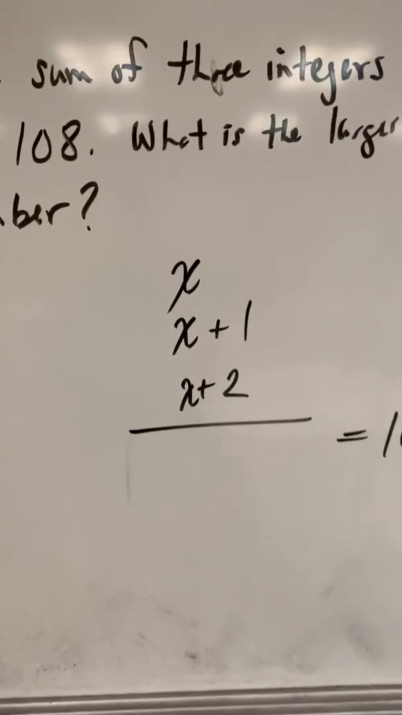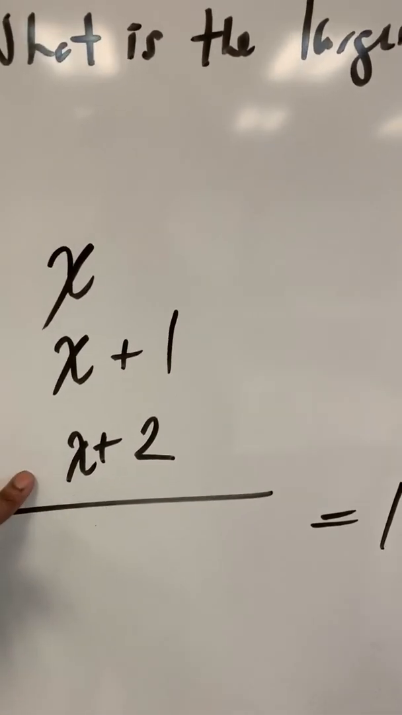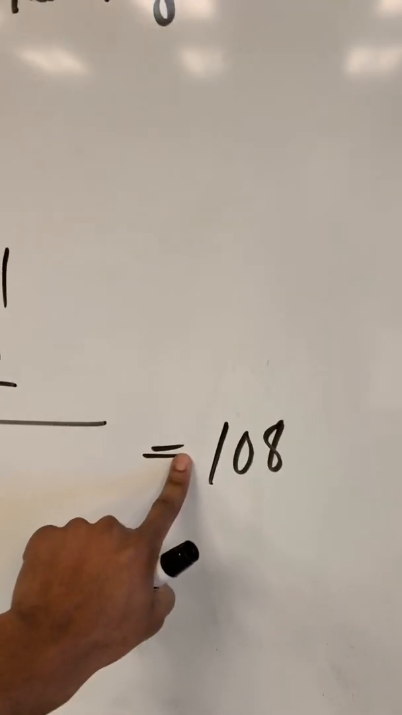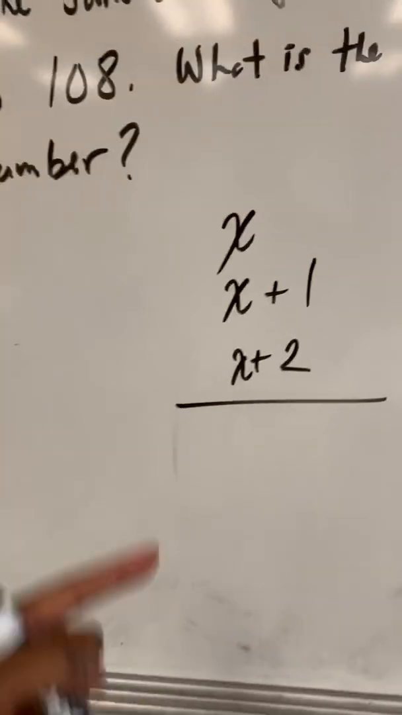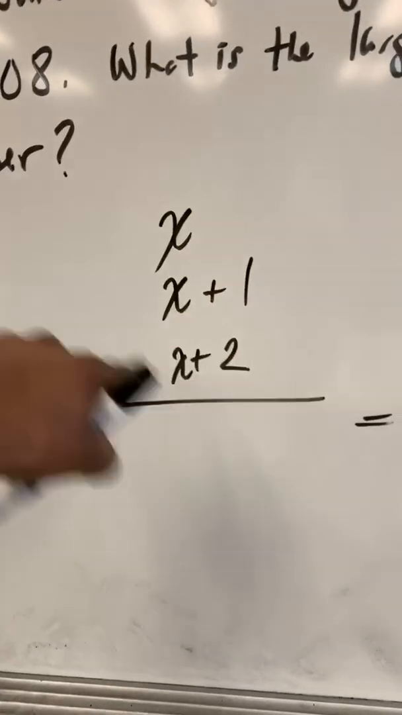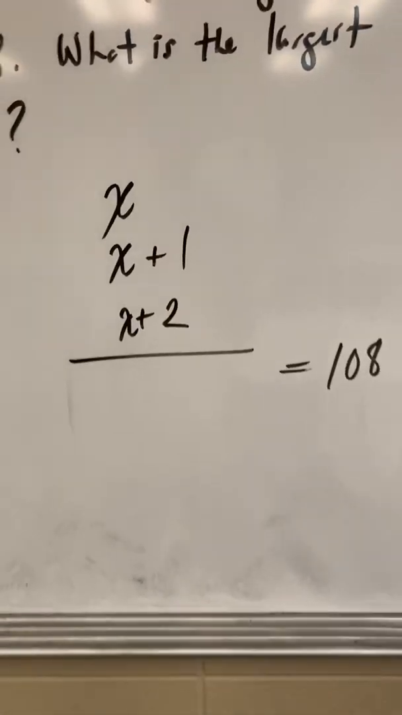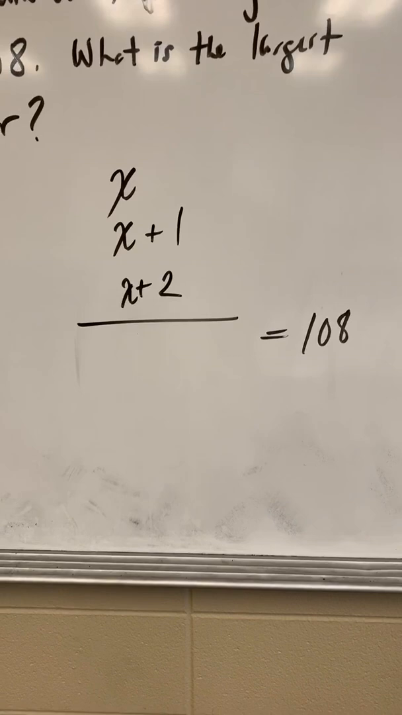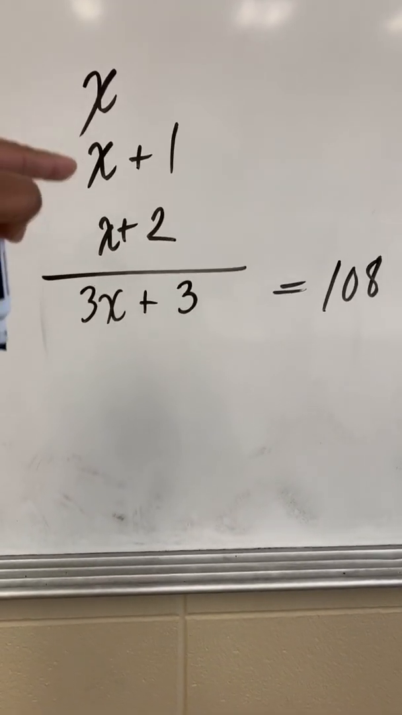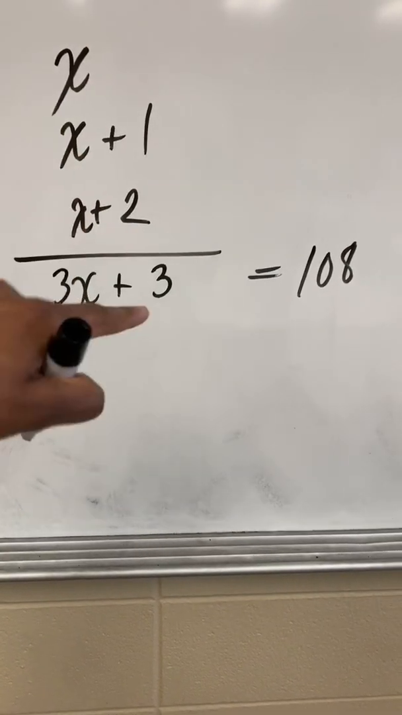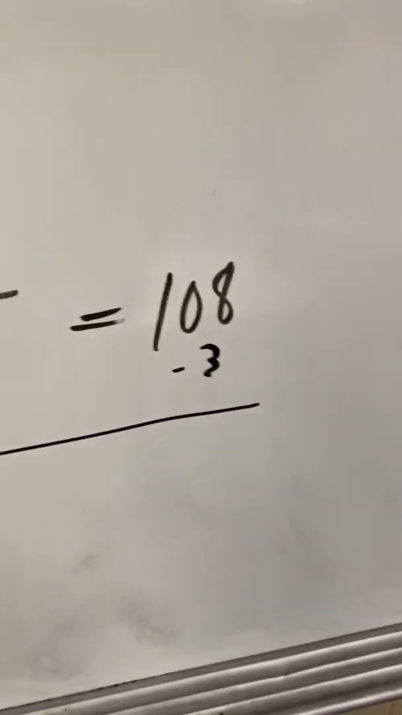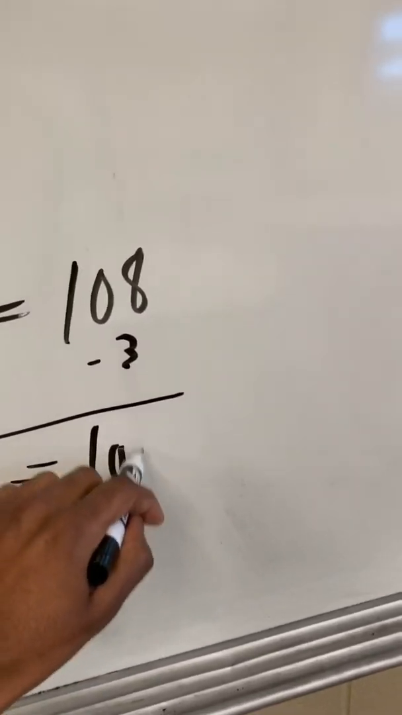All right, so what I have here is x, x plus 1, and x plus 2. That represents my first, second, and third number. And then my total is 108. So I have my 3 consecutive integers, and the total is equal to 108. All we have to do is add this up and then solve. The setup is the most important thing, I believe. By doing your addition, you'll see that x plus x plus x is 3x, and then 1 plus 2 is 3. We subtract 3 on both sides, and that gives me 105.